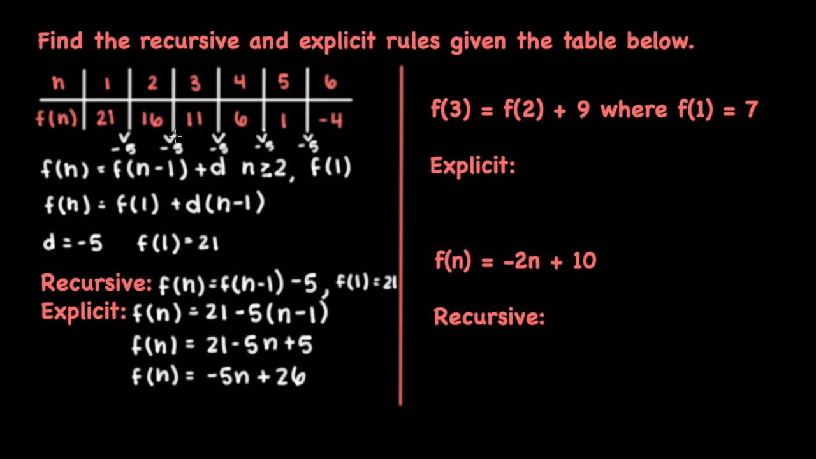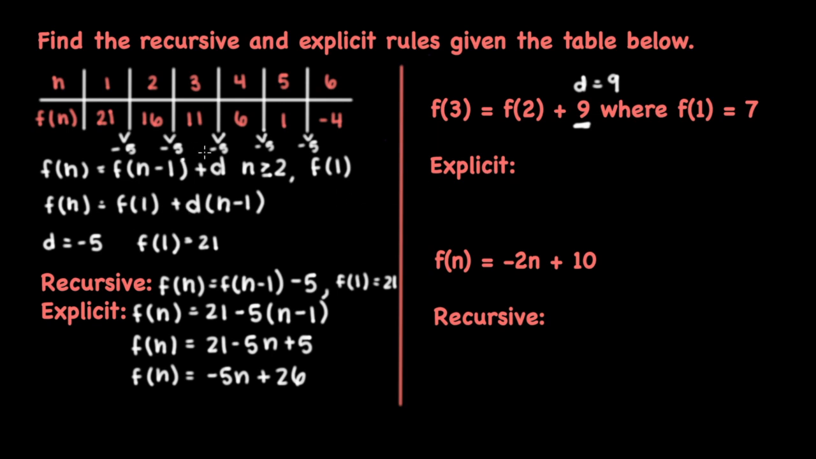Now let's try finding the recursive rule given the explicit rule and vice versa. So here we are given our recursive rule, f of n is equal to f of n minus 1 plus 9, where f of 1 is equal to 7. And to find our explicit rule, we need to know, again, f of 1, or the first term, and we need to know d. We're given f of 1 from our recursive rule, and to find d, we can follow the recursive rule, so d is going to be 9.